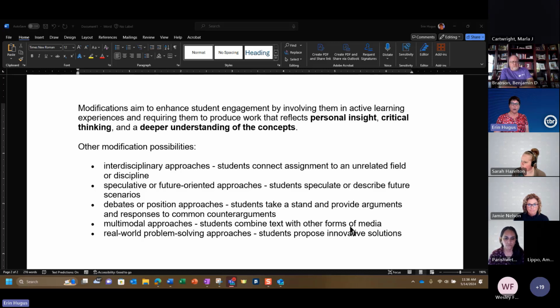And then also having students put their work into different modes, so in visual, in presentation, in other forms of writing. And then lastly, applying it to real world problems, and then again having them connect that to possible solutions. So that is all I have for that. And I think I'm handing it over to Pari.